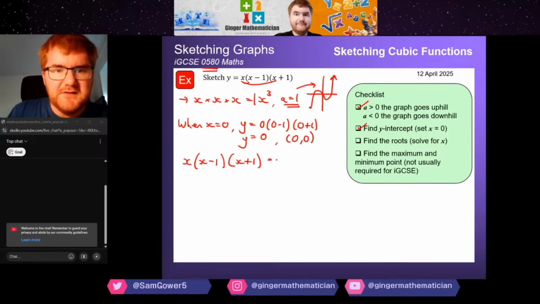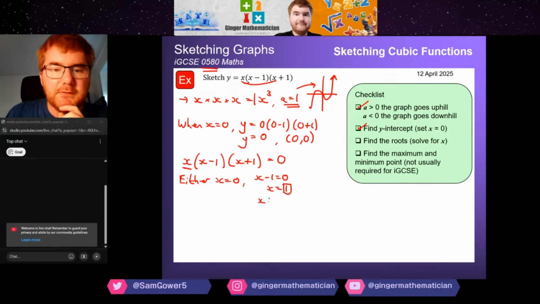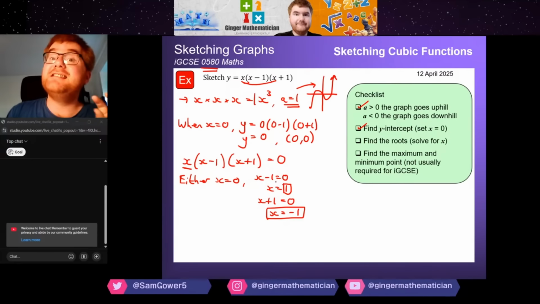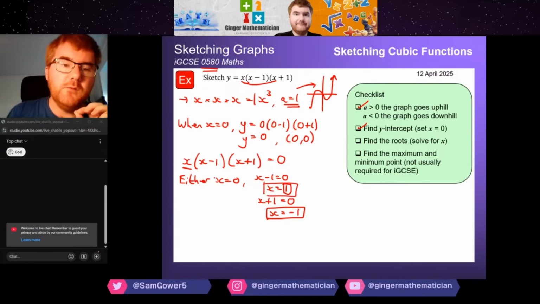So we have it in this form, and that means that either this x is 0, which we already knew from the y-intercept anyway, or x minus 1 is 0, so x is positive 1, and x plus 1 is 0, so x is equal to negative 1. So we know it's going to cross at 0, at 1, and at minus 1 as well. That is useful information to know.